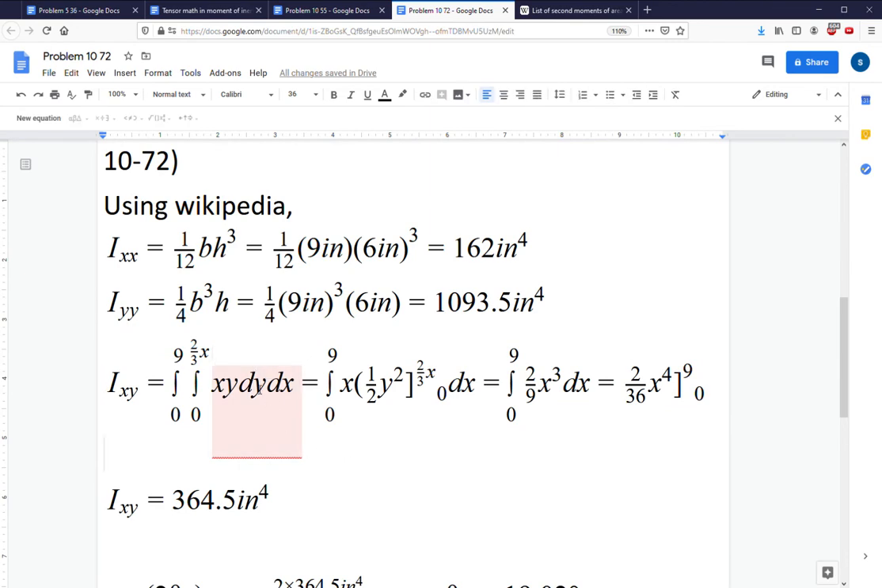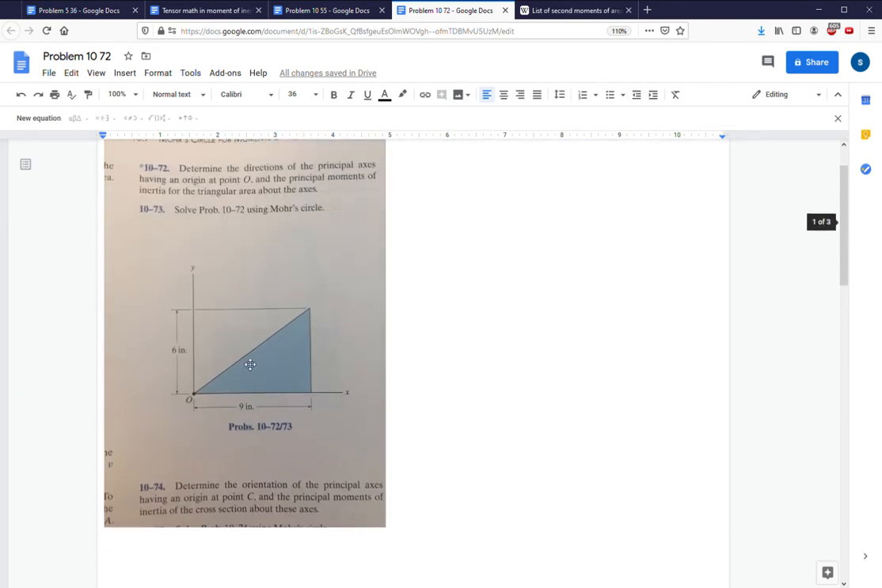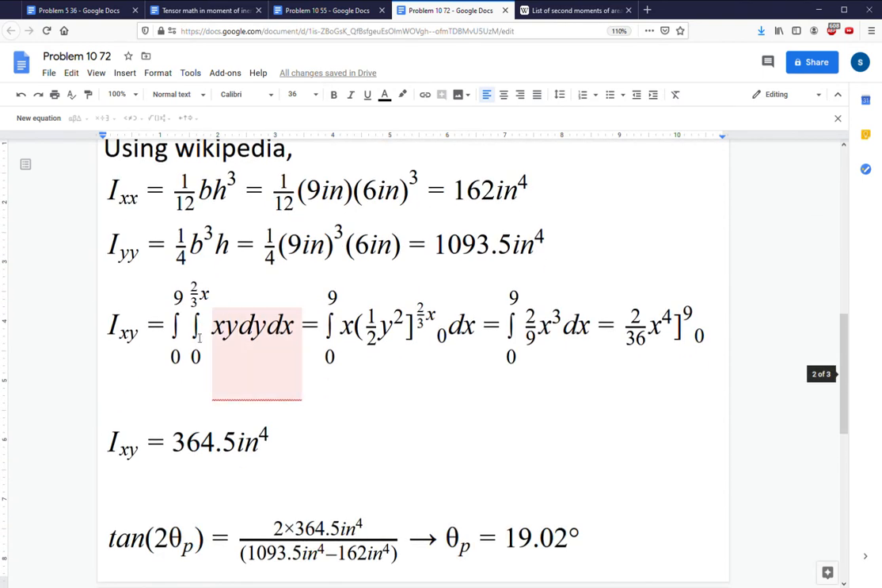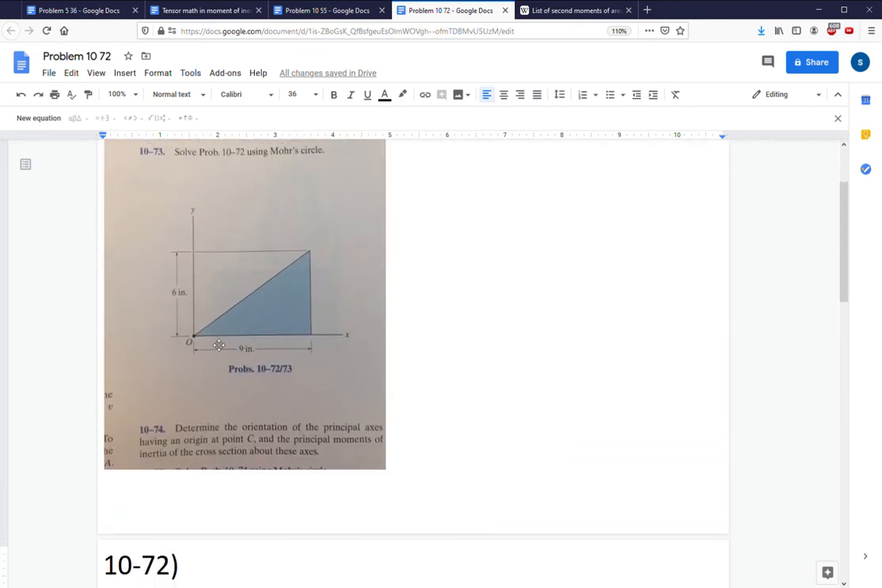So when integrating dy, or when integrating on y, remember we are just finding the product of inertia for just this little strip right here. Our bounds go from 0 to that function. So 0 to 2/3 x. Whereas for the outer integral, we're looking at all possible values of x, so that goes from 0 to 9.